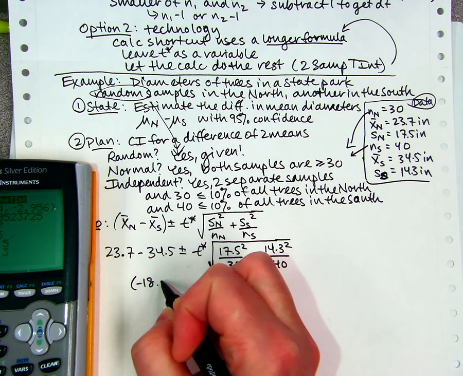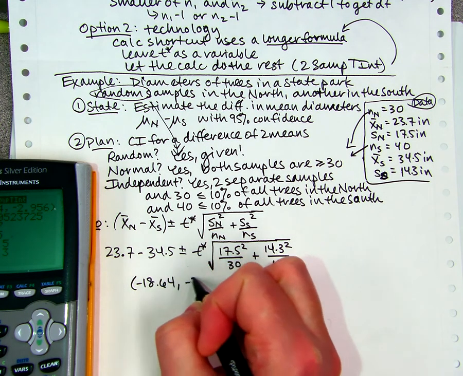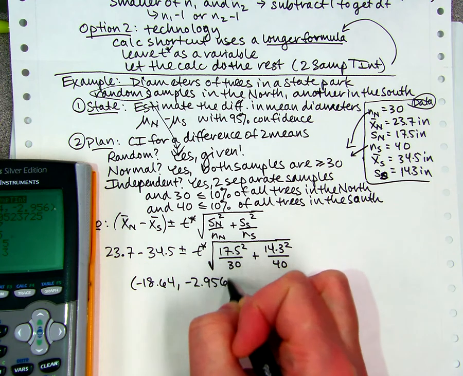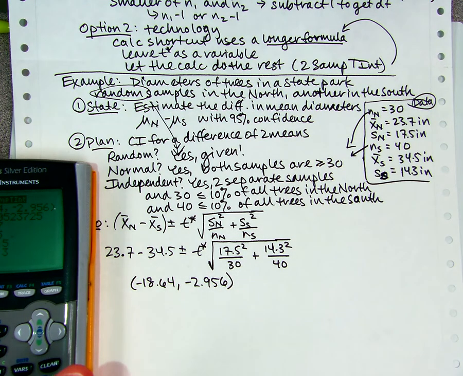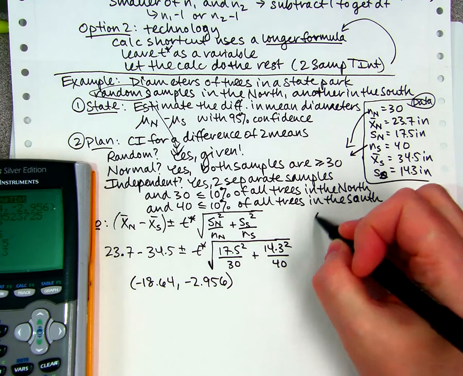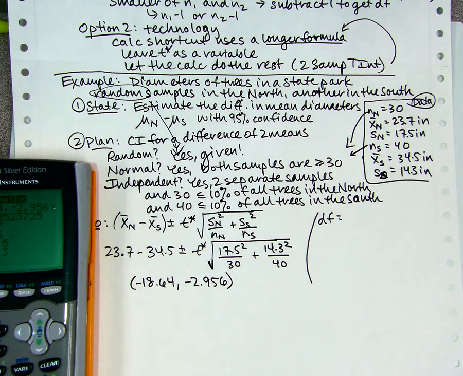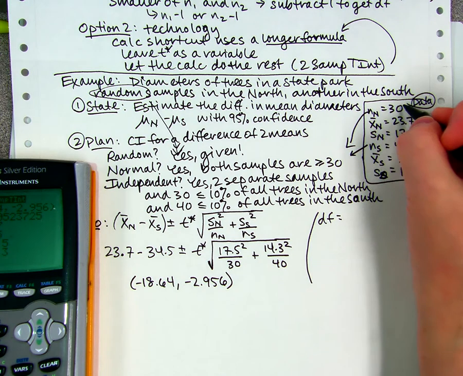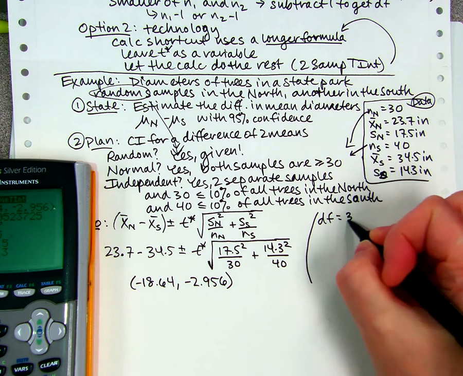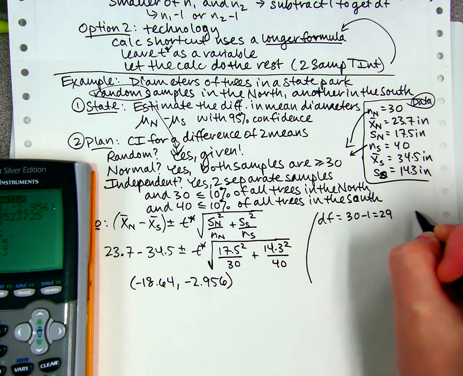Negative 18.64 and negative 2.956. In a minute, I will interpret this. But before I interpret this, I want to go off to the side and say DF. There's 2 ways to get DF. DF could be 30 minus 1, which is 29 if you're doing the conservative approach.